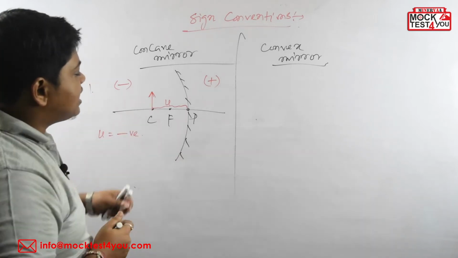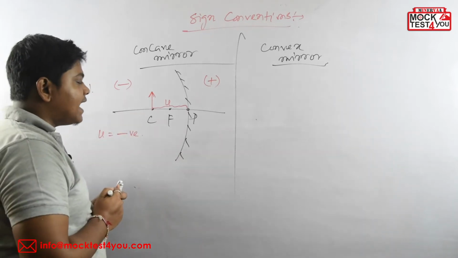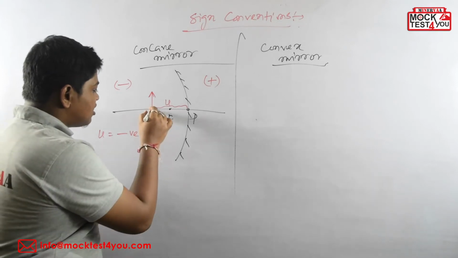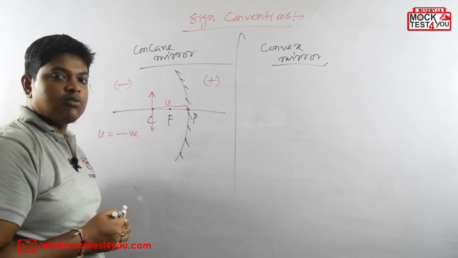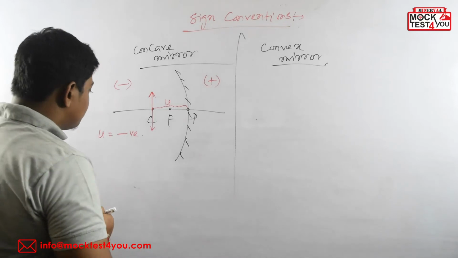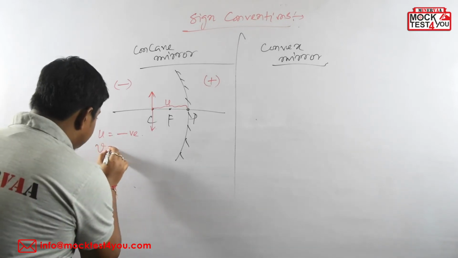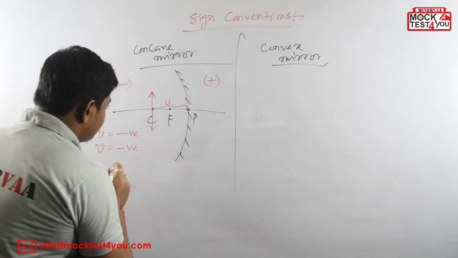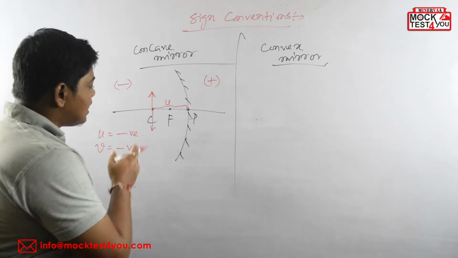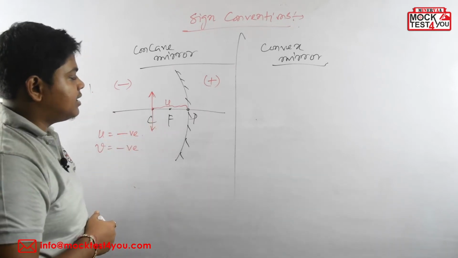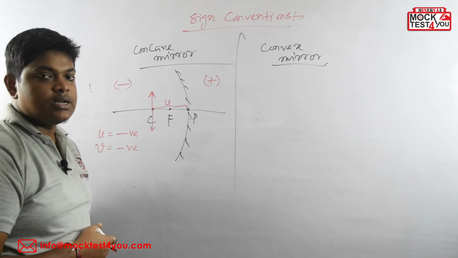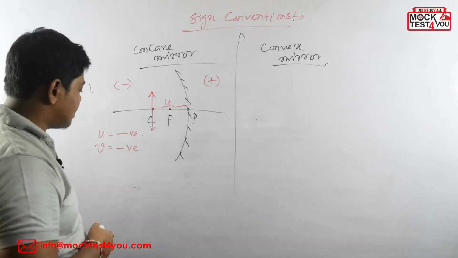And if you are placing that object at the center of curvature, you will get the image at the center of curvature, right? That will be the same in size. So in that case, the image distance will also be negative, because the image is formed on the left side of the mirror and that should be measured with a negative sign.